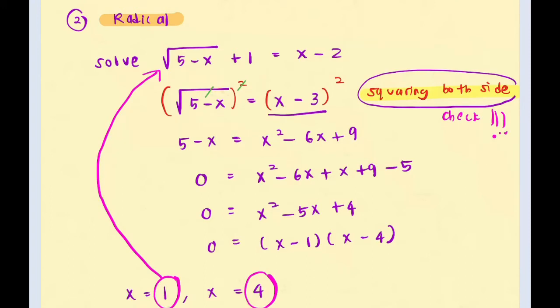So here you are left with 5 minus x, and for here we just expand: square the first, 2 times first times last, square the last. Okay, so after you open up, this is a quadratic, so make sure you bring everything to one side. The other side is equal to 0, and then factorize it. After factorizing, you'll find the answer x equal to 1 and then x equal to 4. Do you see that? Written here as check.